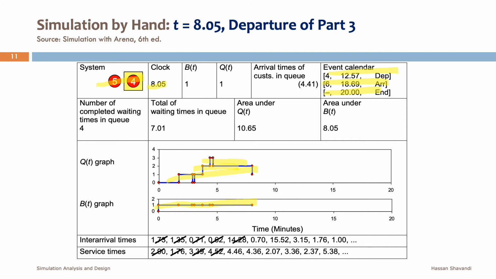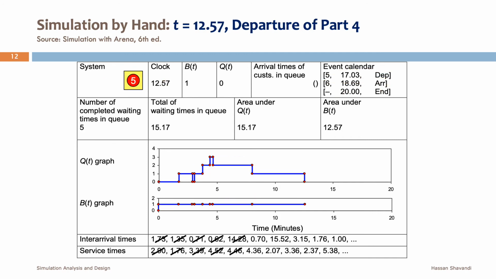As you see here again, there is no change from time 8.05 to 12.57. Okay, so we jump to time 12.57. Part 4 departed the system, part 5 is on the machine now, so Qt becomes 0. Again, you see here the change of Qt over time, but Bt is still 1.